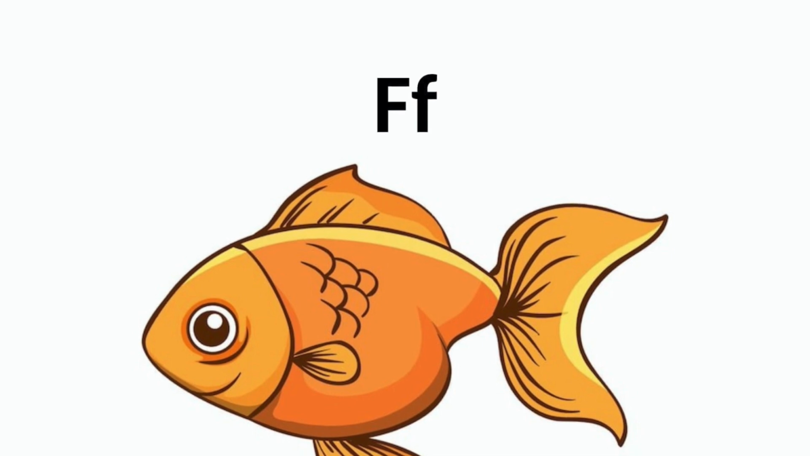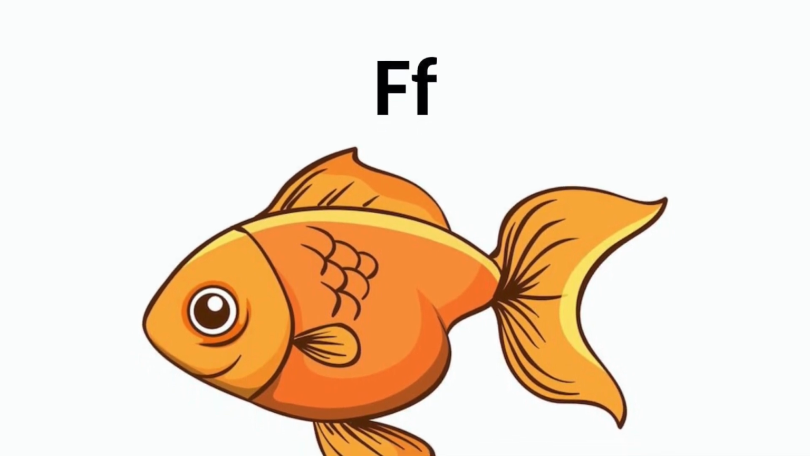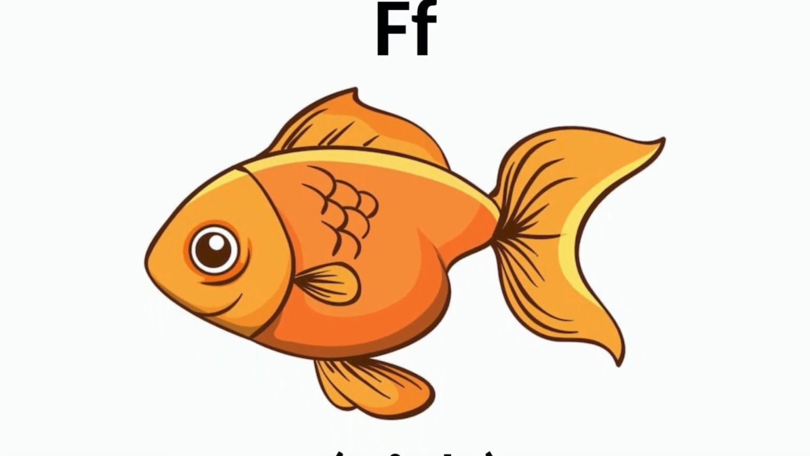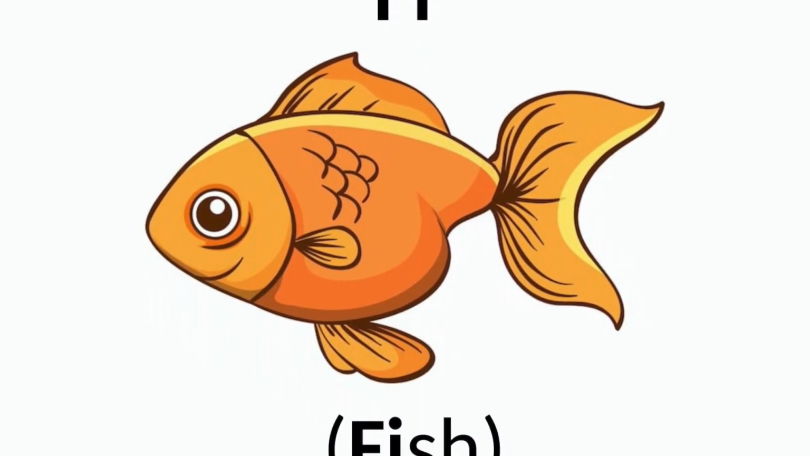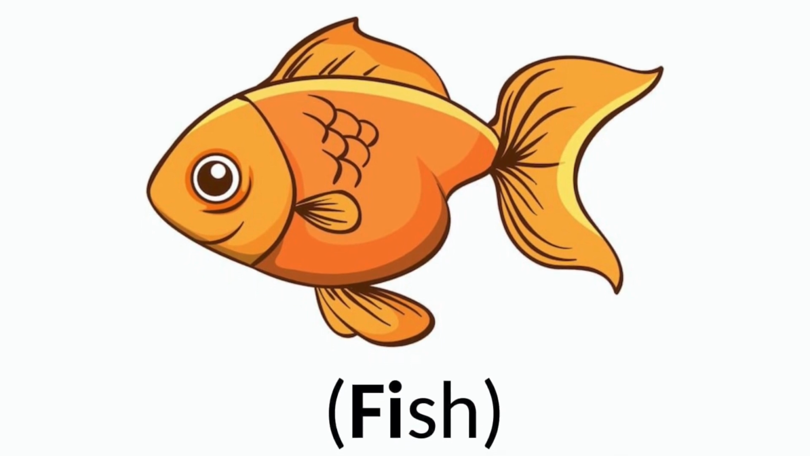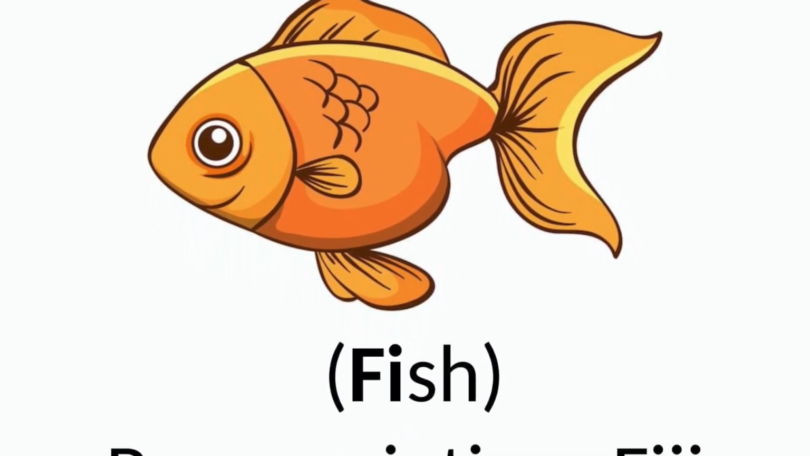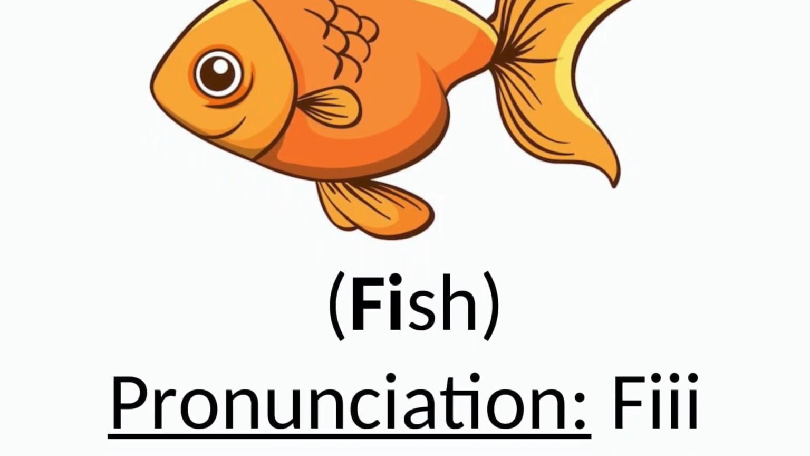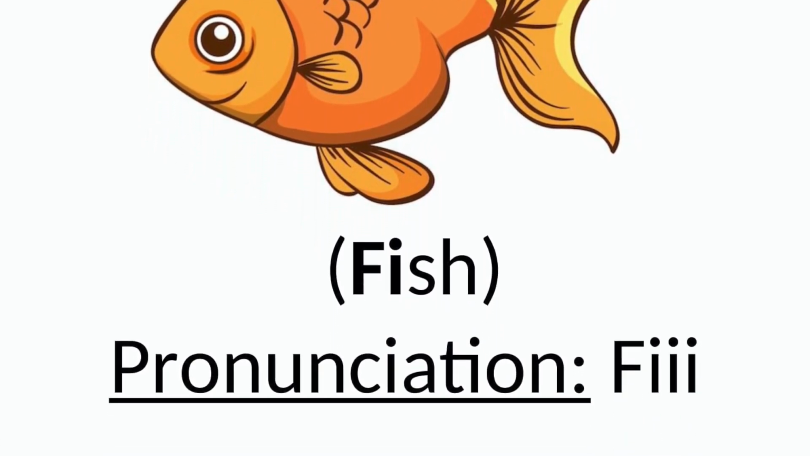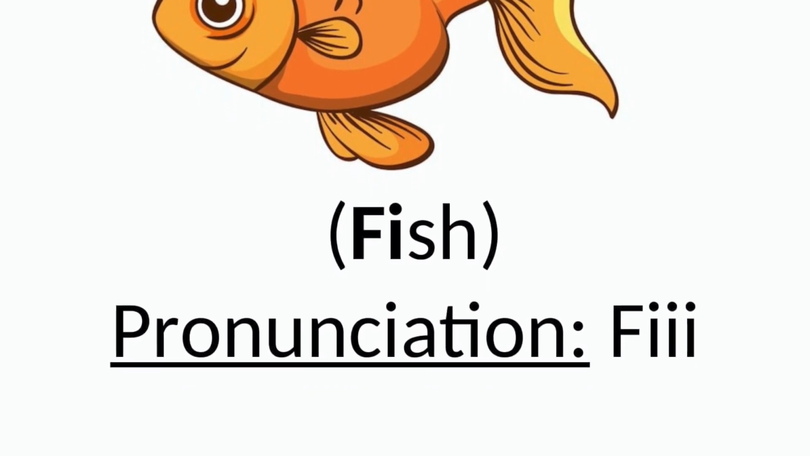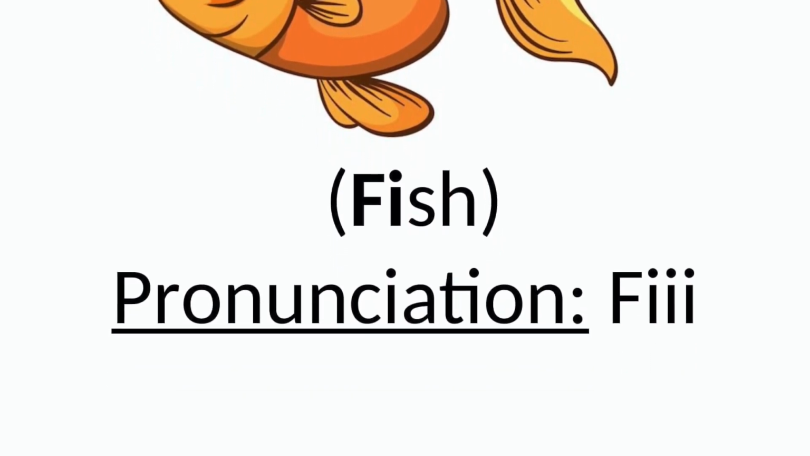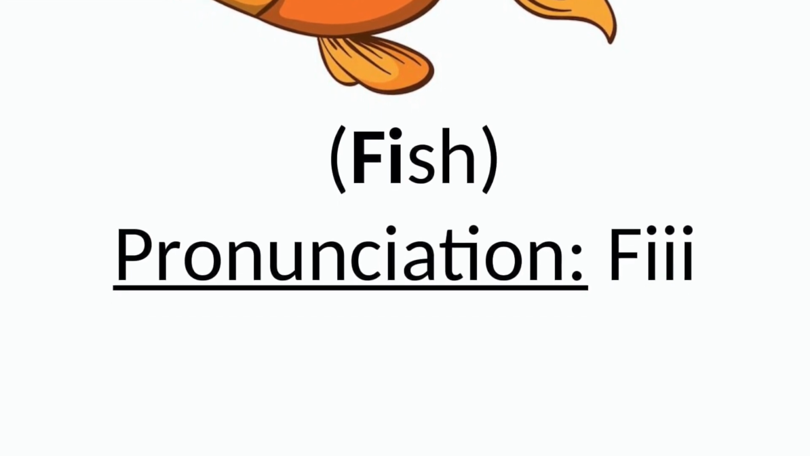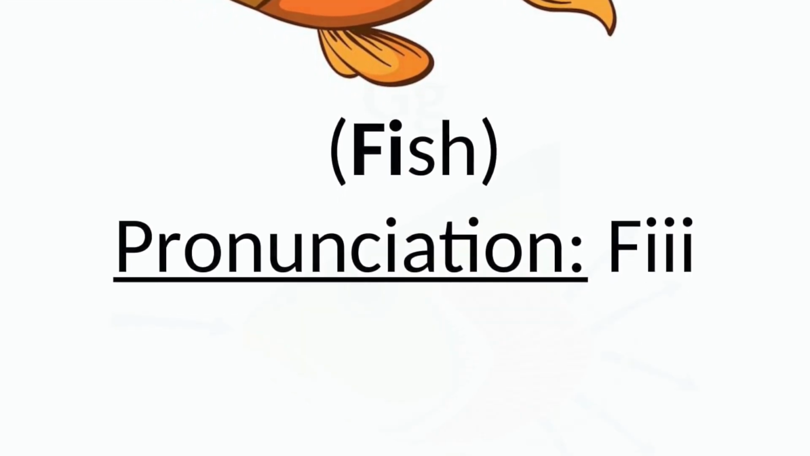The next Igbo alphabet is F. The Igbo alphabet F is not pronounced the same way as in the English alphabet F. It is pronounced as in the letters F-I, F, in the English word fish. Say it with me. F, F, F, F, as in fish.